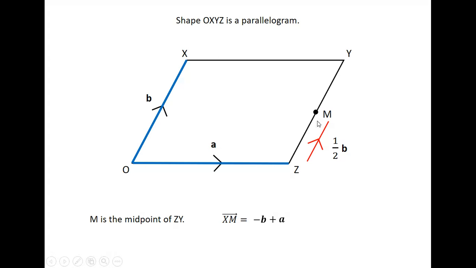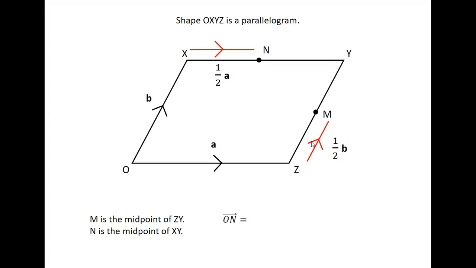X to M, we could use X to O plus O to Z plus half of B. Notice X to O is opposite direction to O to X, hence it's minus B. Simplifying it would give us A minus half B. Using that as a reference, please answer this question. Press pause now.